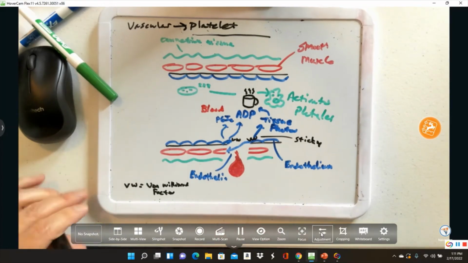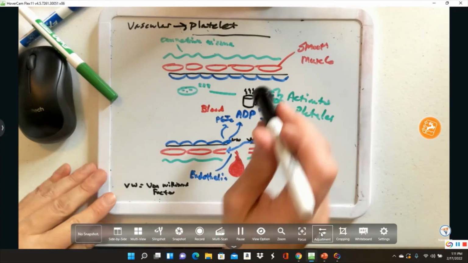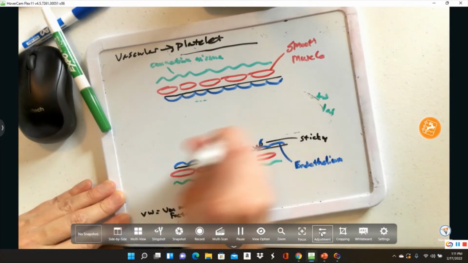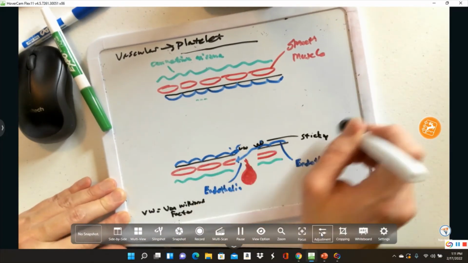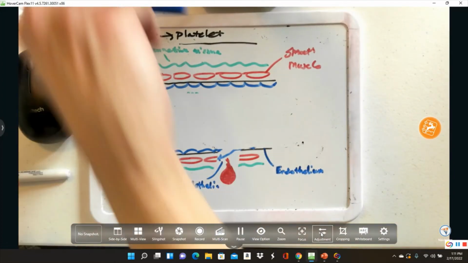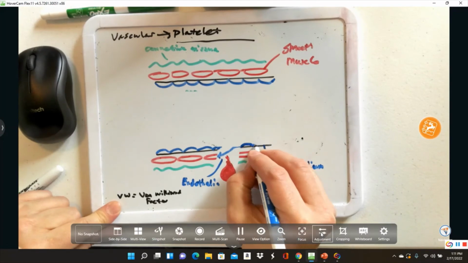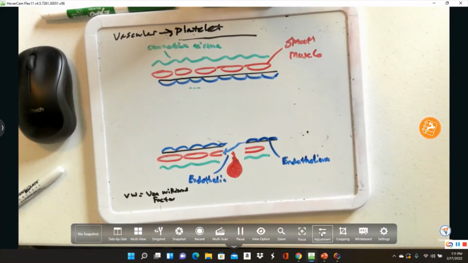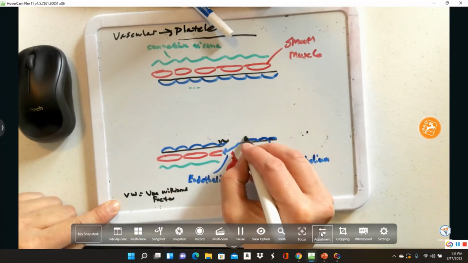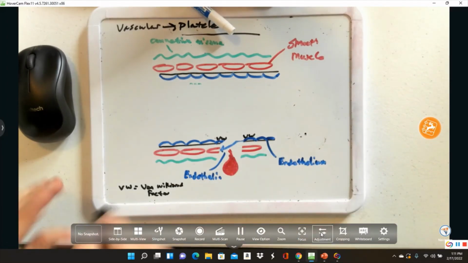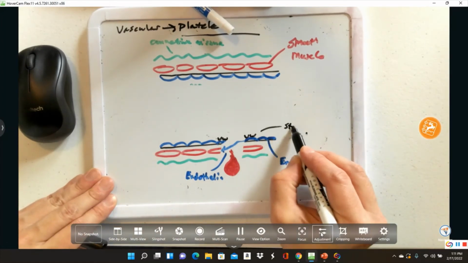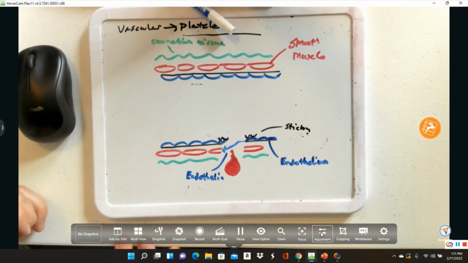So we've got all this sticky stuff. Now let's say I've activated these platelets. So let's see what we can do here. We've got active platelets, and with these active platelets present, we've woken them up. They are all excited. And we've got all this sticky material all over this.